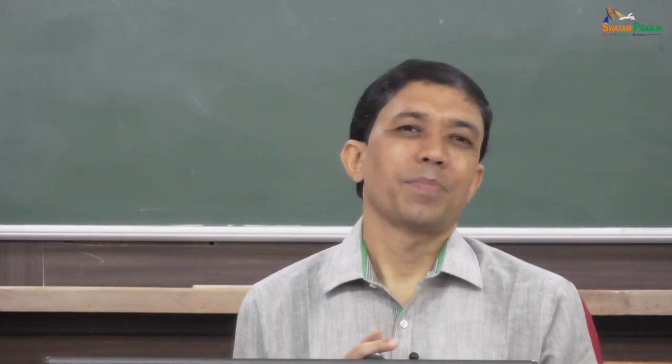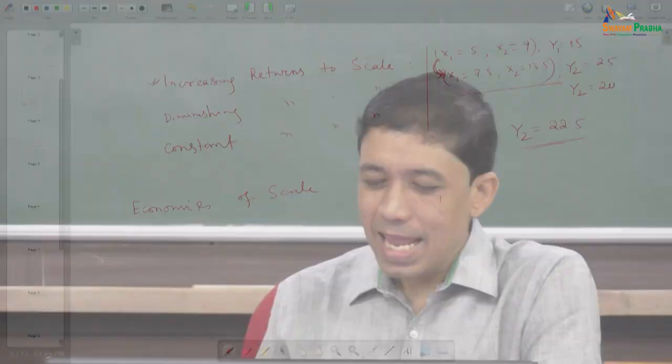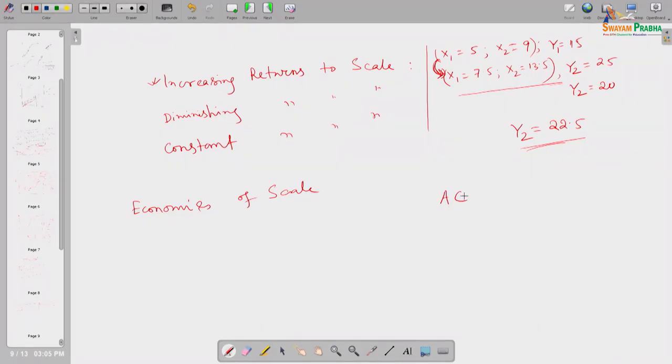So, when you are doubling your entire input vector, you are incurring double the amount of cost you were incurring earlier. But when increasing returns to scale is applicable, your cost becomes double, but output becomes more than double. So, as a result, if you calculate average total cost, because average total cost is total cost by output, it will definitely fall, because your total cost becomes double and output becomes more than double.